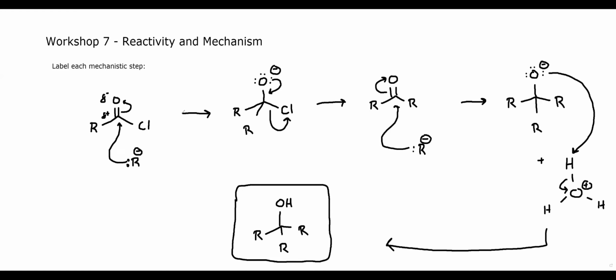Now, these arrows here, well, let's label this, of course. What would this step be called? This would be called nucleophilic attack. Okay, so we have nucleophilic attack. That's step number 1.